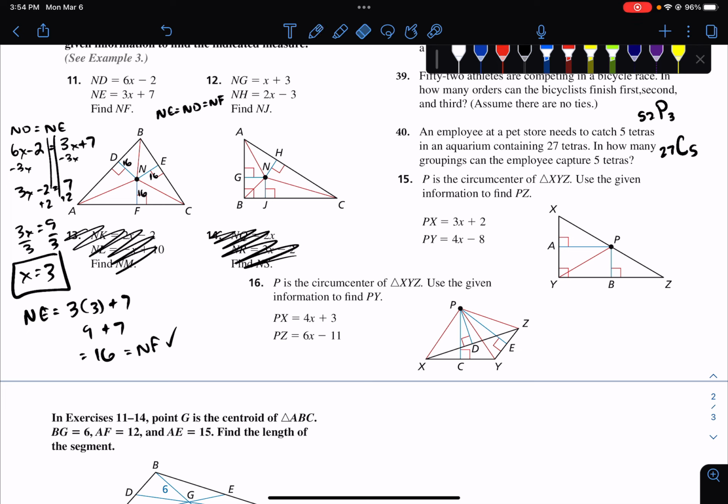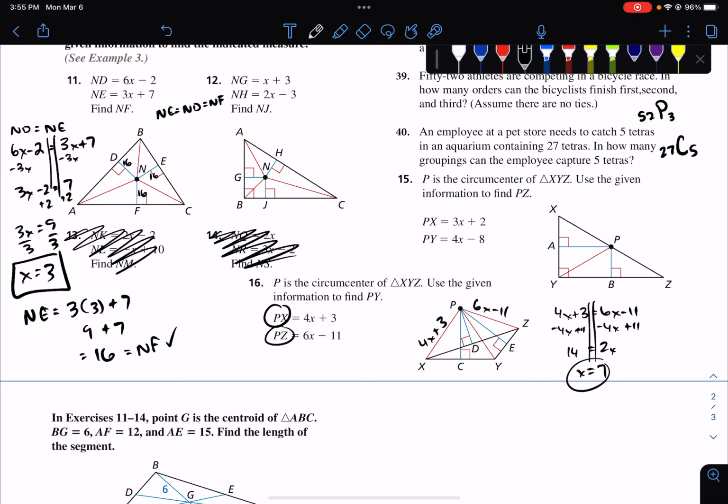If I know PX, right? PX is this is 4x plus 3. And I know that PZ is 6x minus 11. I know that those are the same length. So I can set up an equation, 4x plus 3 equals 6x minus 11. And then I can solve for x. I can minus 4x from both sides. I can add 11 to both sides. So I get 14 equals 2x, so x equals 7.